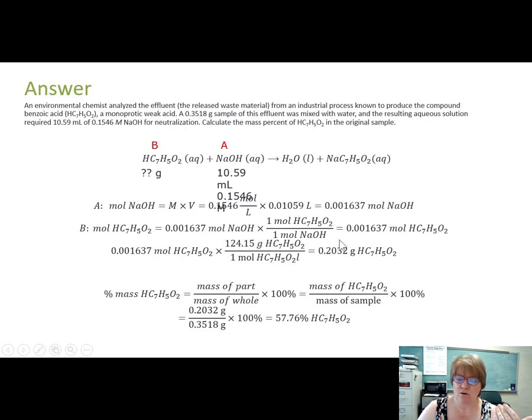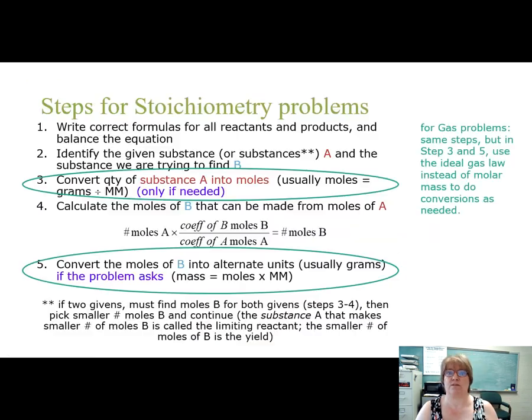And from there, I could then come up with a mass percent, which is the mass of the part, that would be the mass of the benzoic acid, out of the mass of the whole sample, which was the 0.3518. So you can see some really challenging problems in here. Let's go back through, though, again with the steps. Again, this is reminding you, these are the problems.